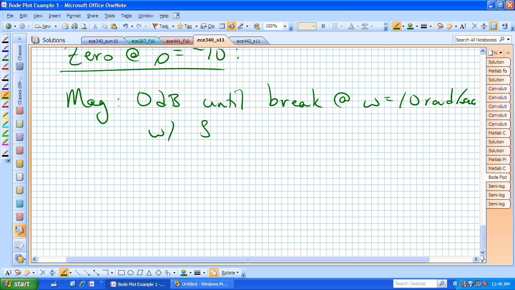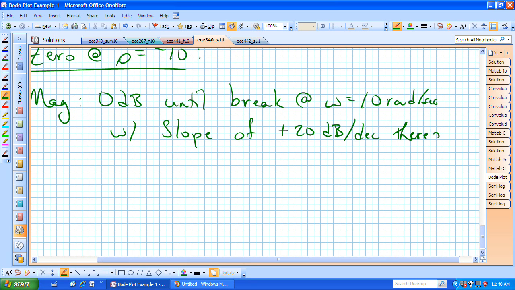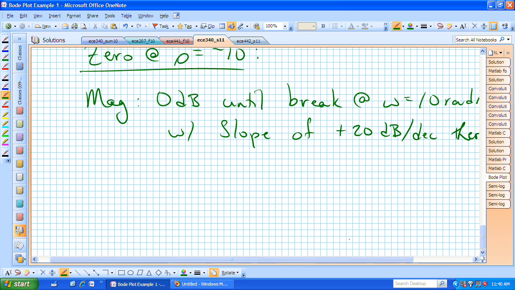After that break, this particular factor will give us a slope, since it's in the numerator or upstairs, of 20 dB per decade thereafter, and it will never shut off, that particular slope in the magnitude. I make that comment because in the phase you have to worry about it turning on and turning off. And since it's in the numerator, it's going to contribute at most 90 degrees.